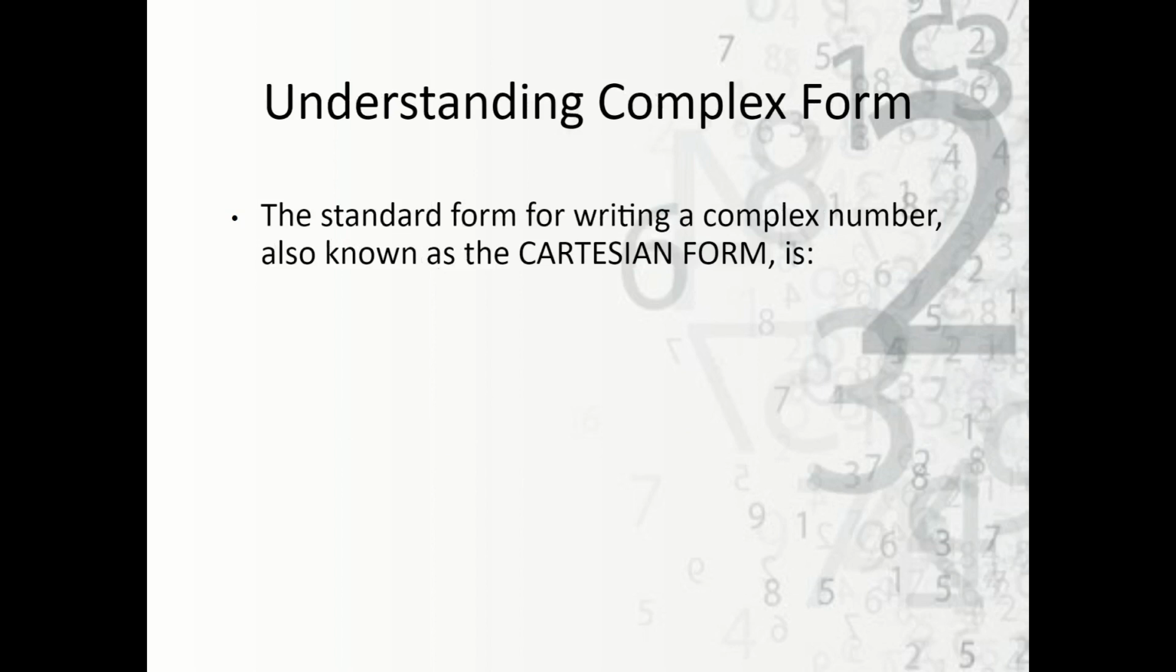When we write it that way, it is called Cartesian form. This is the standard form for writing a complex number, and it looks like this: a plus bi. Now a and b should both be real numbers, and i obviously stands for imaginary. So we have our imaginary number here.